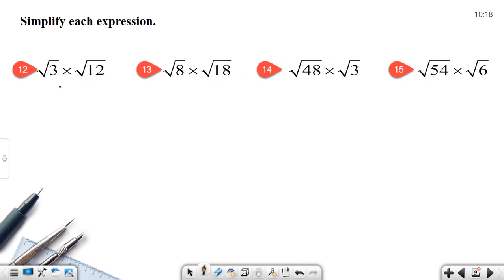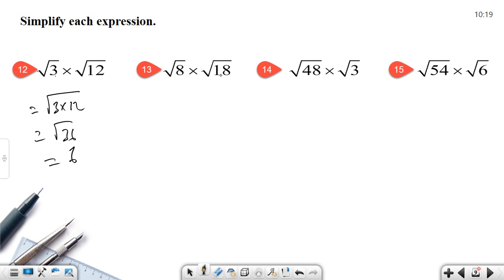Simplify each expression again. As you can see, if you pay a little attention, 3 times 12 is 36. So you can use the property to write 3 times 12 inside this radical sign. So square root of 36 is 6. Now square root of 8 times 18, I'm not sure about that one. I can simplify that using two different methods.